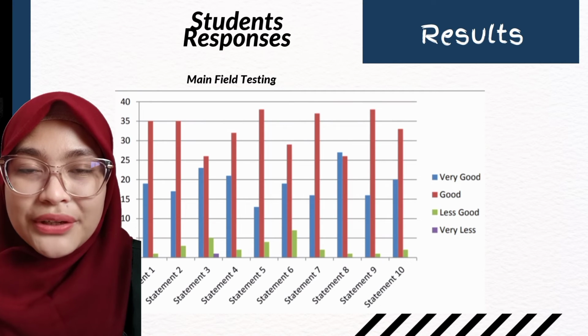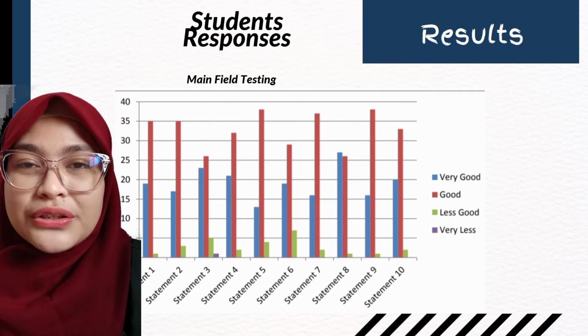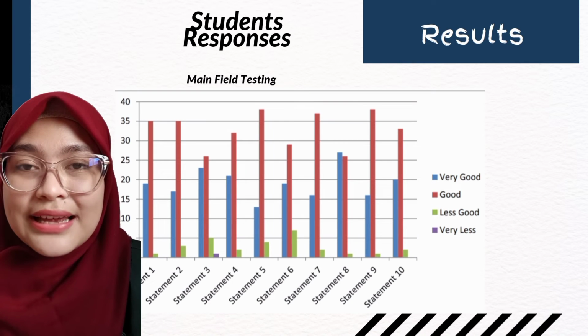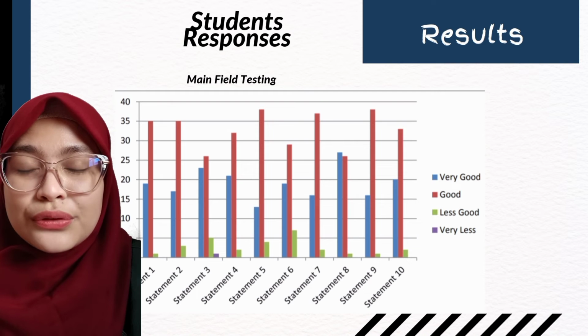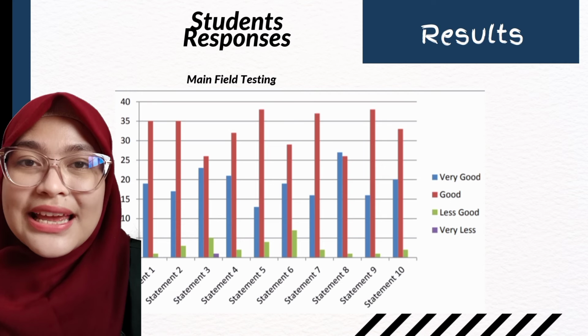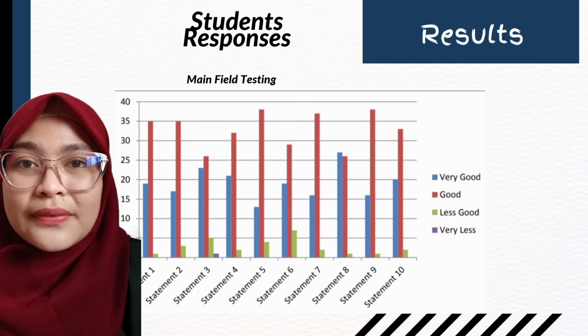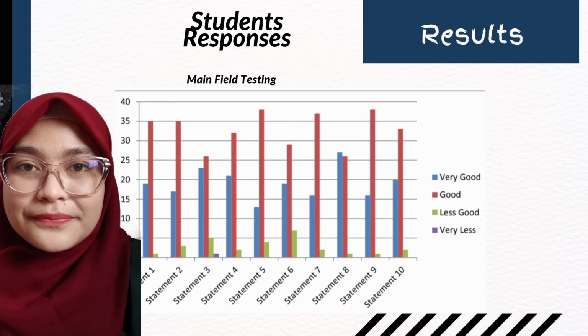Meanwhile, the main field testing consists of 55 students. Most of the students gave the response good and very good. The highest good responses were statements 5 and 9 regarding suitability. And the highest less good response was in the sixth statement regarding working on questions easily.